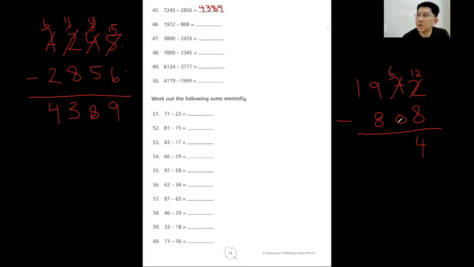Next, 6 minus 0. 6 minus 0 is still 6. 9 minus 8 is 1. And 1 minus nothing is 1. So the answer to number 46 is 1,164.